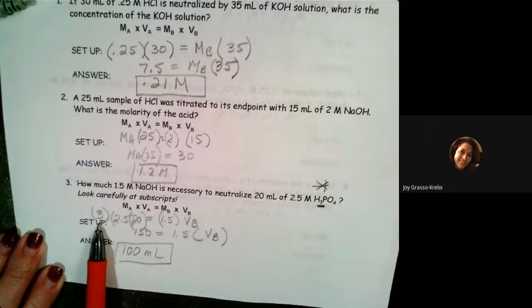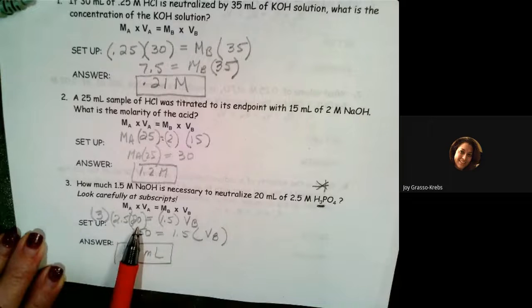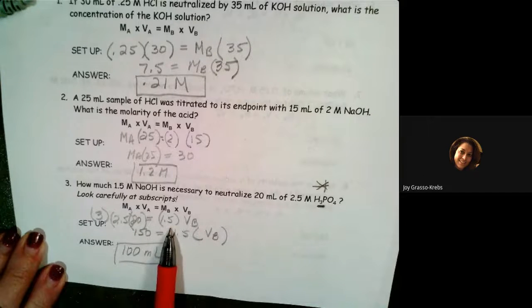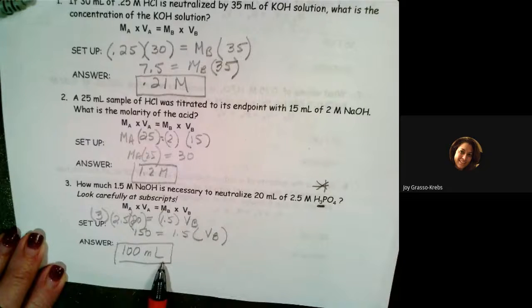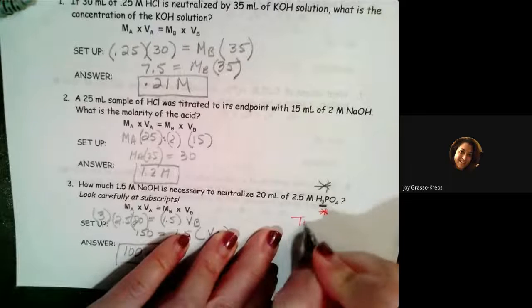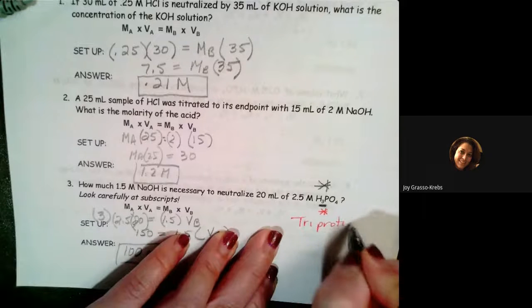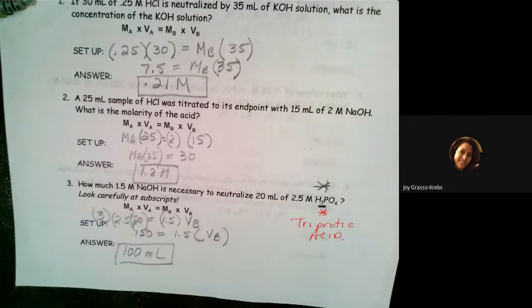So that's why I put the 3. 3 times 2.5 times 20 was equal to 1.5 times the volume of the base. The base is only an OH, so there's like a 1 understood there. And solving for the math, I got 100 milliliters. So right here, this would be known as a triprotic acid, meaning it yields 3 protons, 3 H pluses.